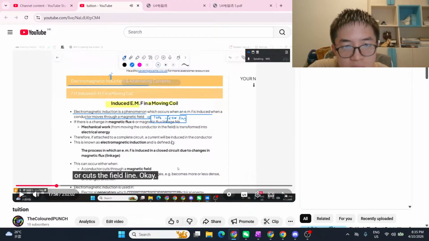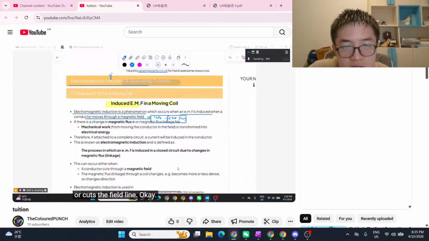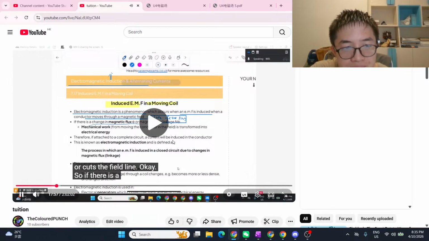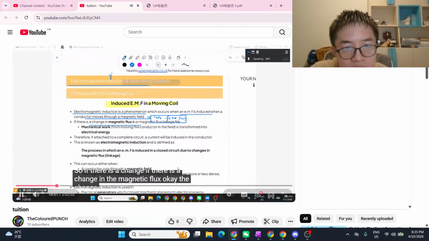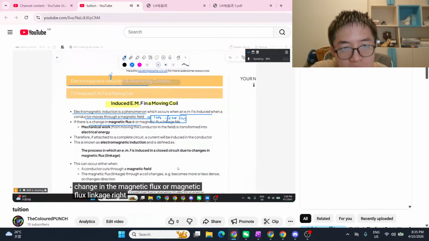Electromagnetic induction is a phenomenon which occurs when an EMF is induced when a conductor moves through the magnetic field or cuts the field lines. If there is a change in the magnetic flux or magnetic flux linkage, the mechanical work from moving the conductor in the field is transformed into electrical energy. So in the process, an alternating EMF will be induced. Understand that? So this is the energy transfer process.